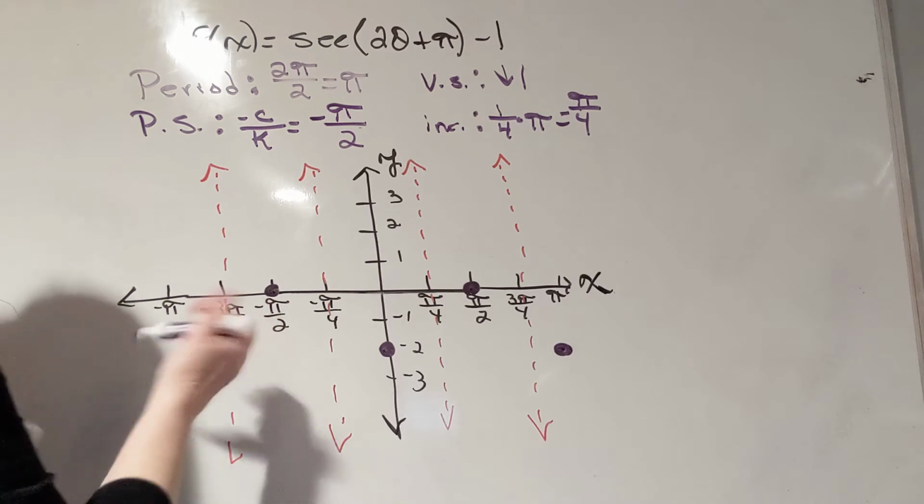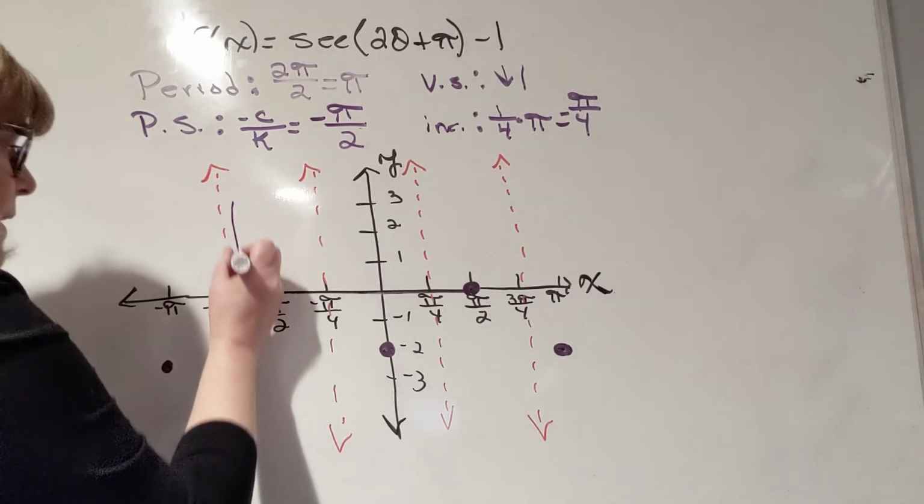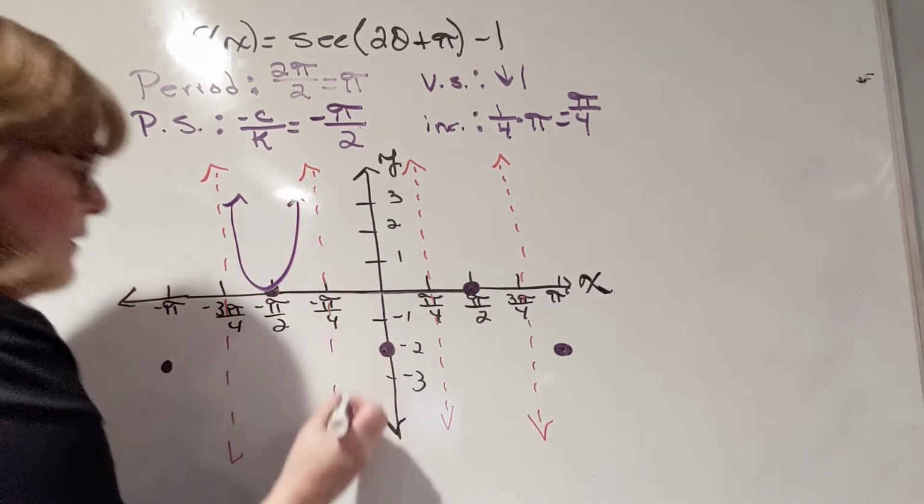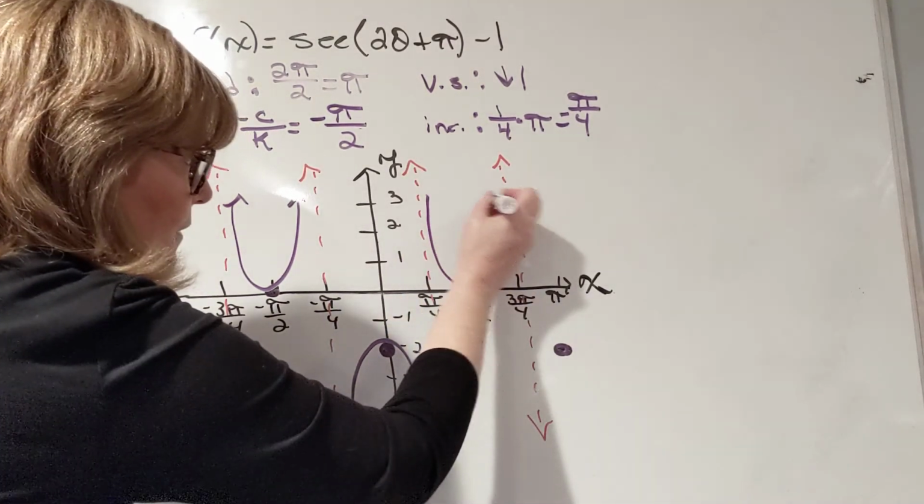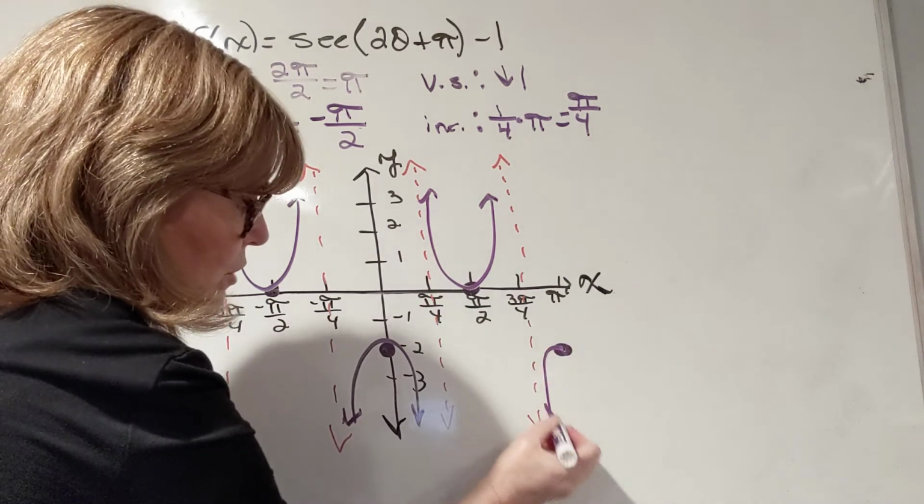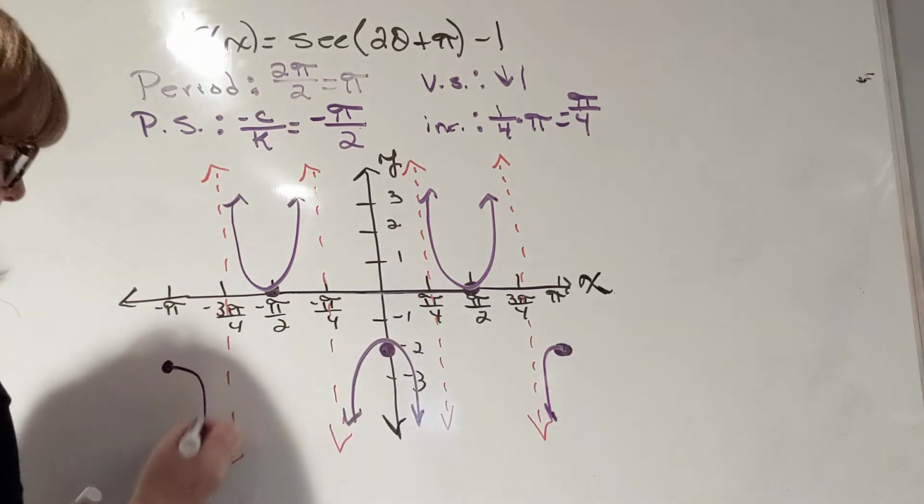Negative pi, you're at negative 2. Remember, upper point gets an upper curve. Lower point gets a lower curve. Upper point gets an upper curve. Lower point here. You can do the right-hand side, but you don't need to because that's where the graph ends.